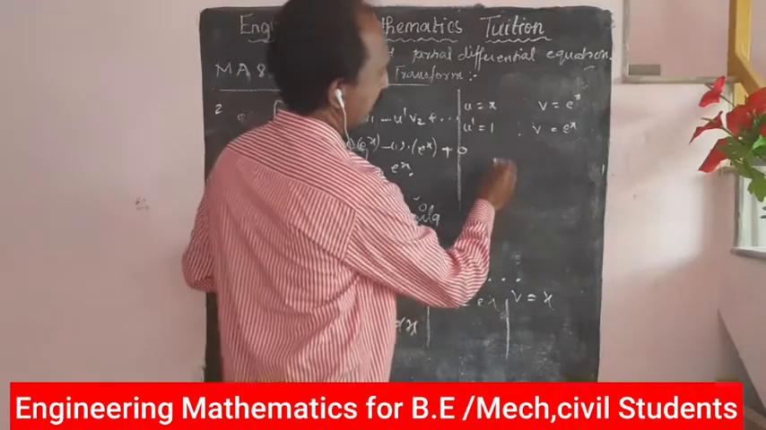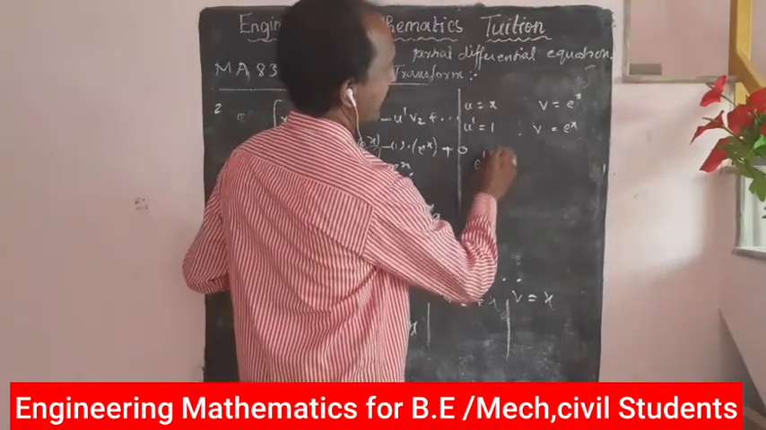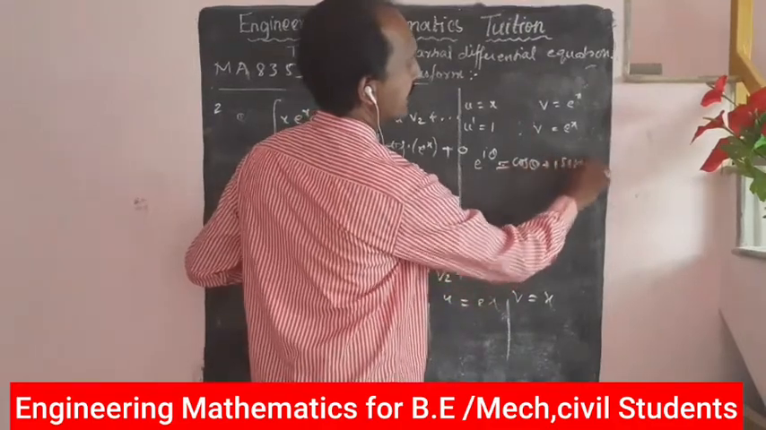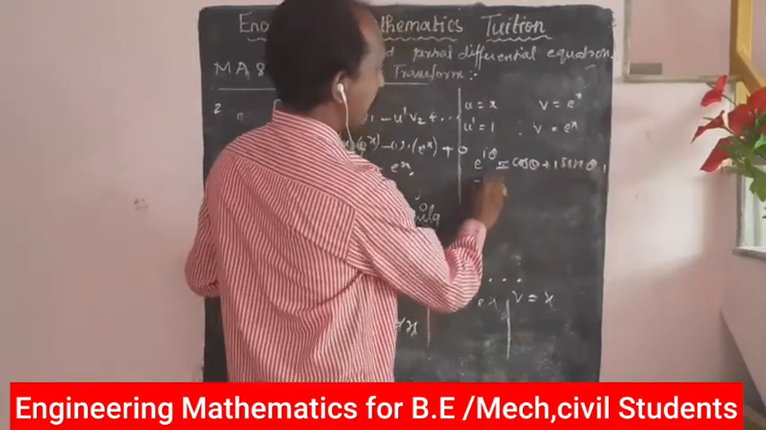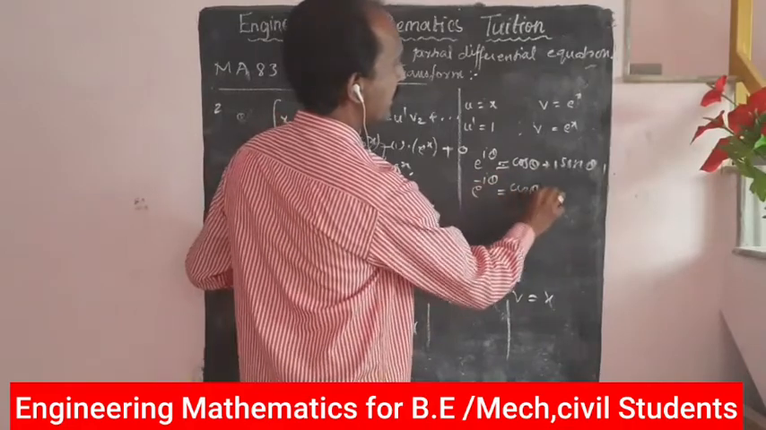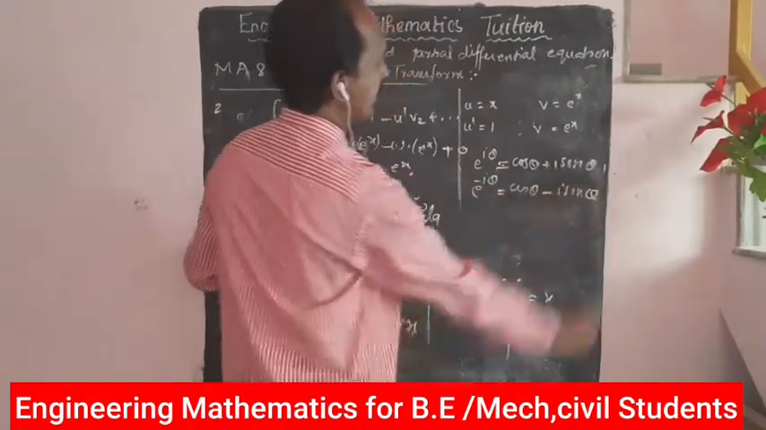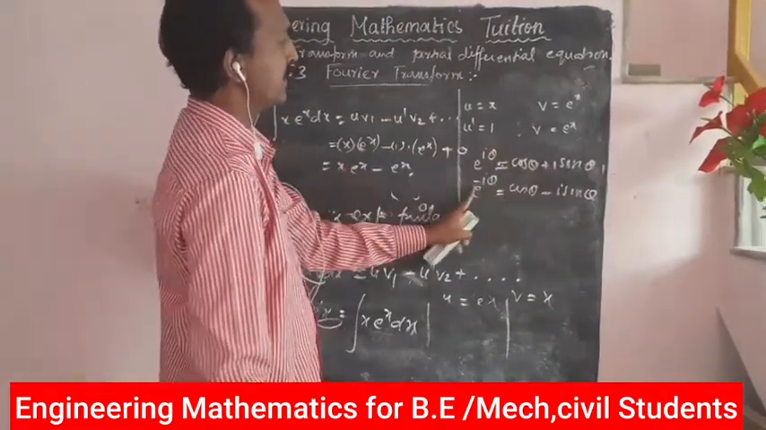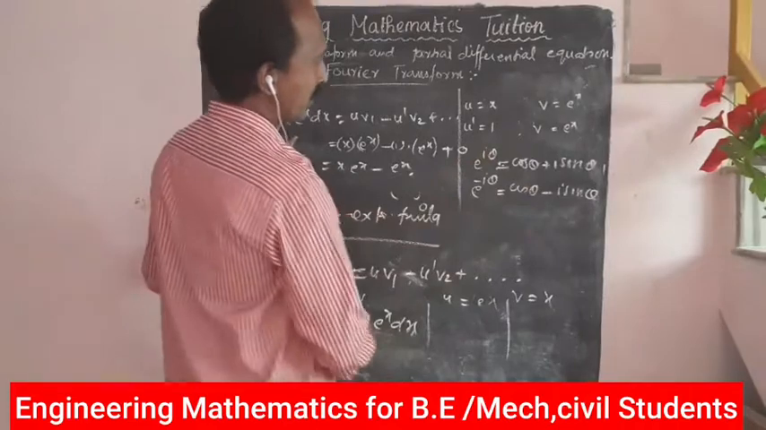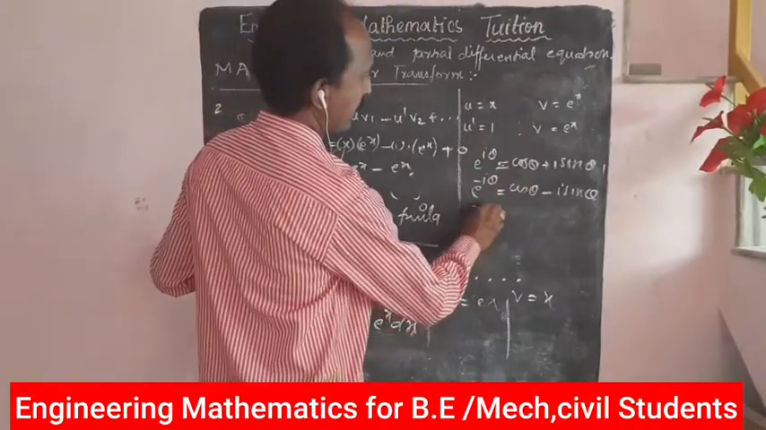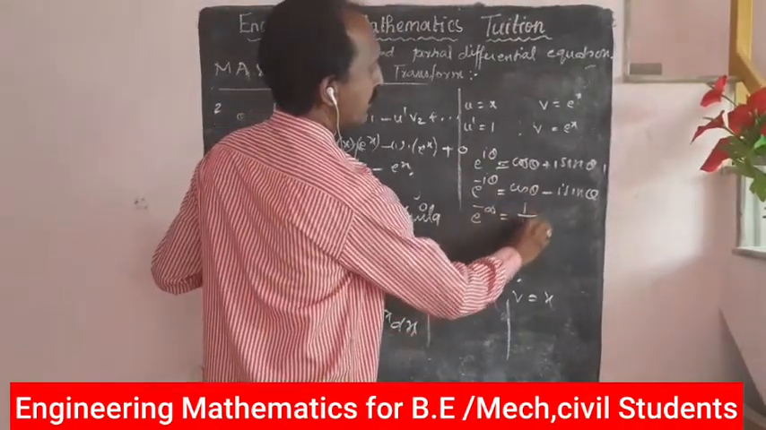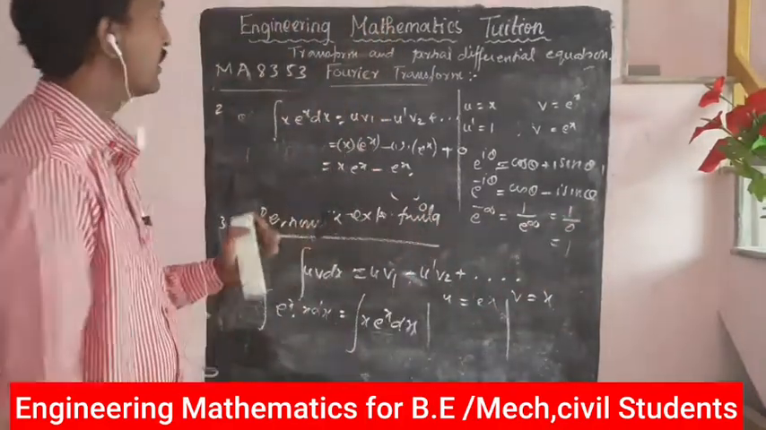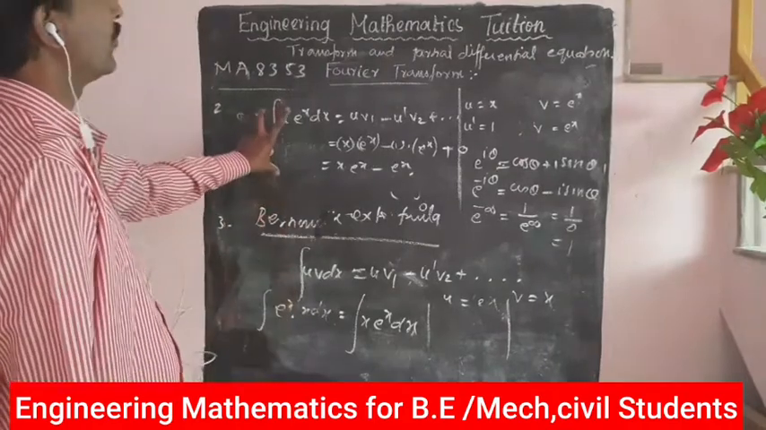Again, one more formula. e power i theta is equal to cos theta plus i sin theta. e power minus i theta is equal to cos theta minus i sin theta. Here it is plus, here it is plus, this is minus, this is minus. Then e power minus infinity is equal to 1 by e power infinity, that is 1 by infinity, equal to 0. These are the basic concepts of the Fourier transform.